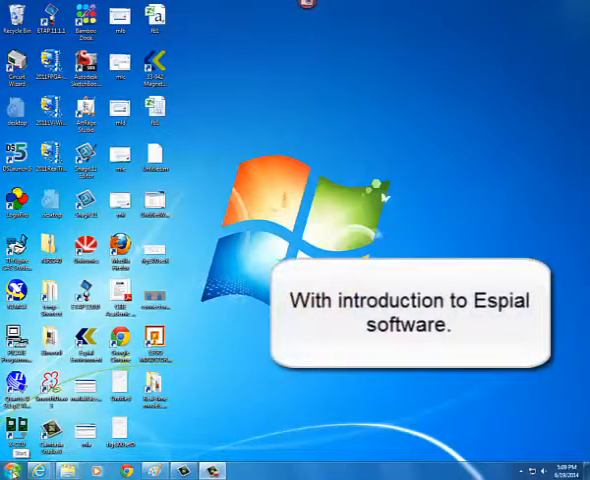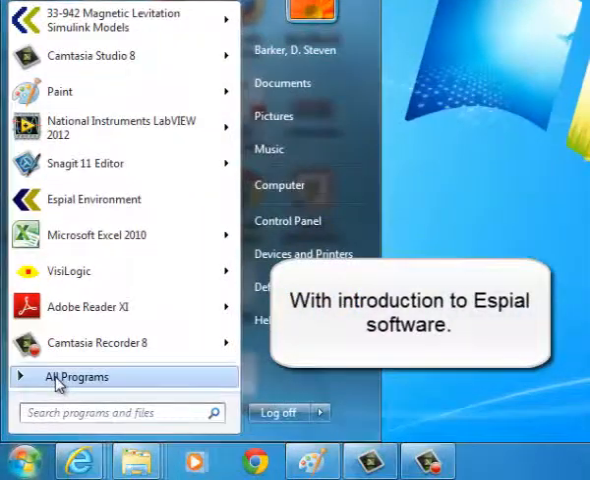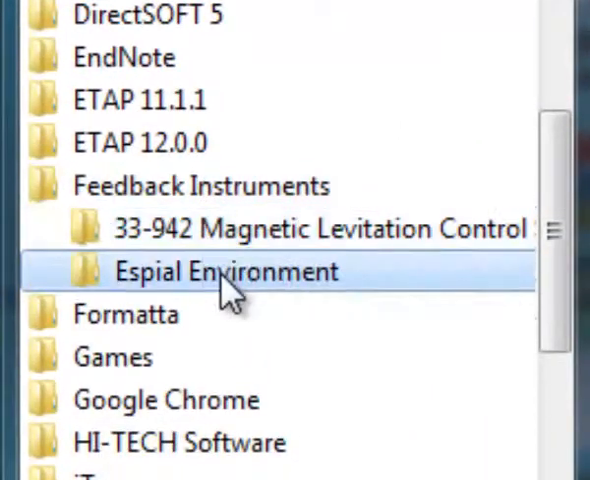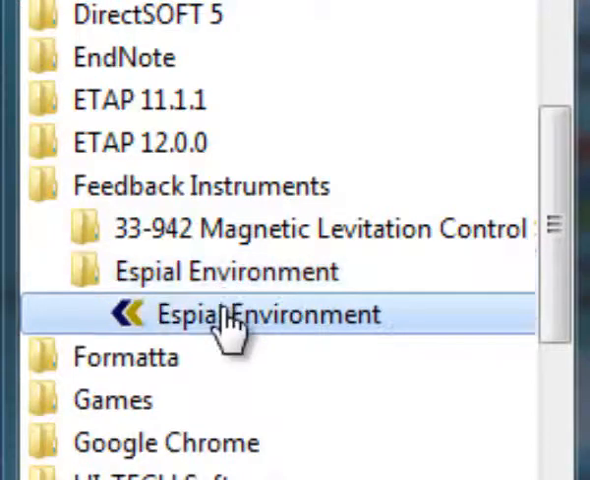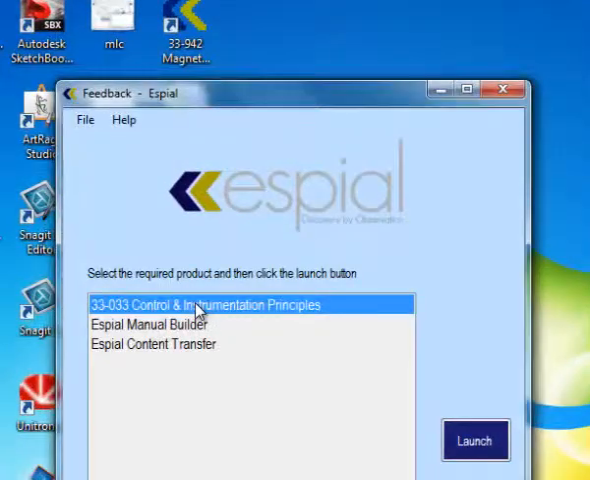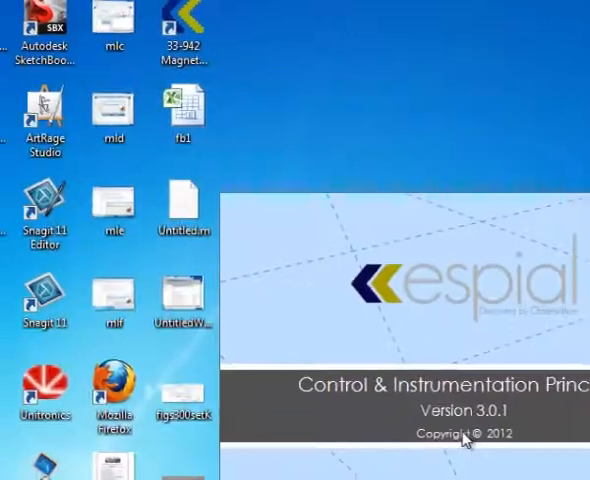Inverting op-amp and inverting summing op-amp theoretical and experimental investigations with an introduction to the Espial Software made by Feedback Instruments Incorporated. We launched the Espial Software.